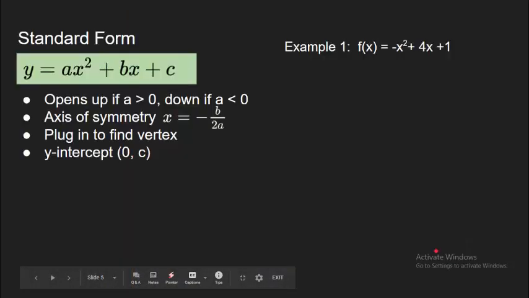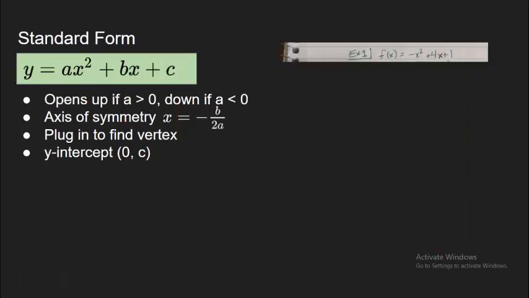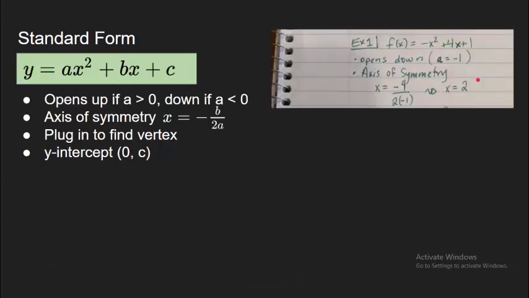Okay, so let's do one example with standard form. Copying down in your notes, example number 1, f of x equals negative x squared plus 4x plus 1. Okay, first thing, opens up or down. Hopefully you see that it opens down. The a is negative 1. Axis of symmetry, negative b, so negative 4 over 2a, and that's going to simplify to x equals 2. Remember, that's an equation of a vertical line, so we don't just write 2, we write x equals 2.